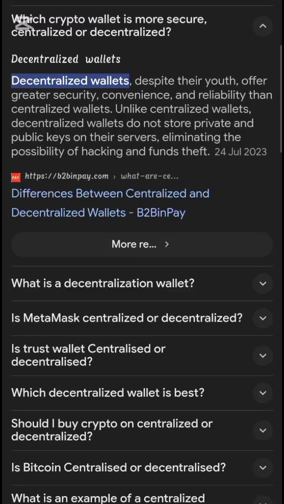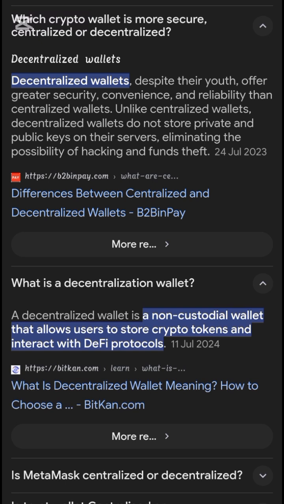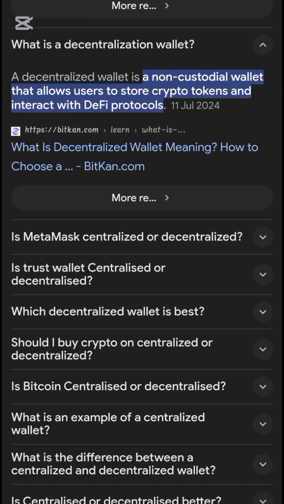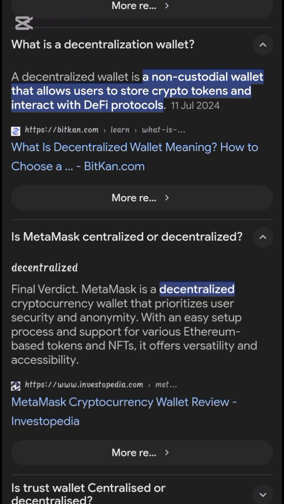So let's see, what is a decentralized wallet? We've talked about it. A decentralized wallet is a non-custodian wallet that allows users to store cryptos and tokens and interact with DeFi protocols. So is MetaMask centralized or decentralized? You will now see that it is decentralized.